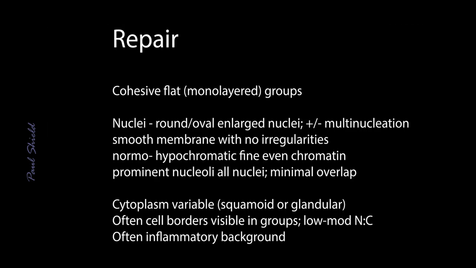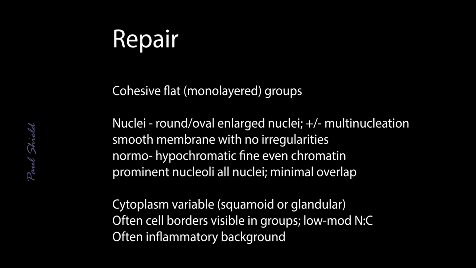So in summary, repair cells are usually cohesive. That's a really key feature. And they form flat monolayered groups, so not much depth of focus. Nuclei are fairly uniform usually. They may be enlarged, sometimes quite enlarged, but they're generally speaking round, oval with a smooth nuclear membrane. Bi- and multinucleation is quite common. Sometimes you'll see cytoplasmic vacuolation as well.